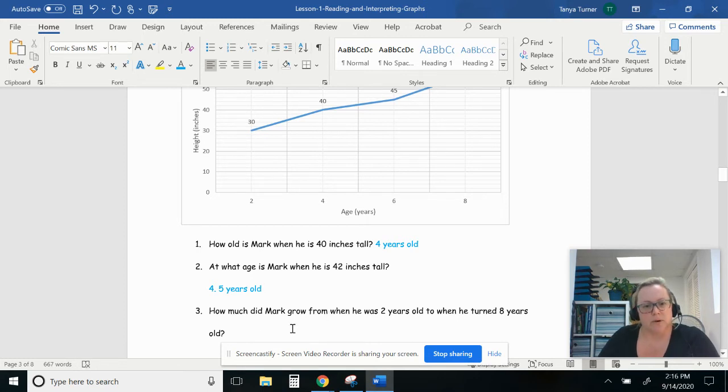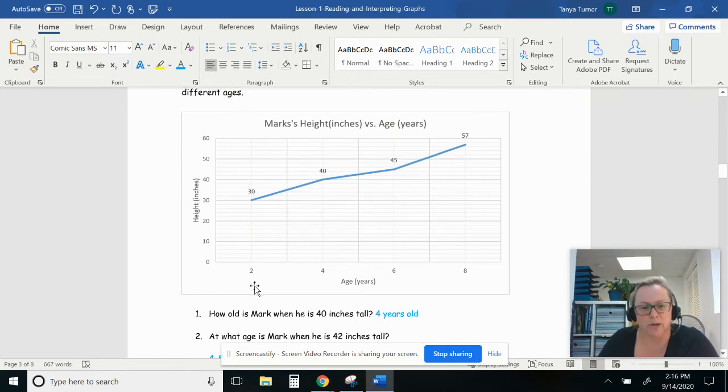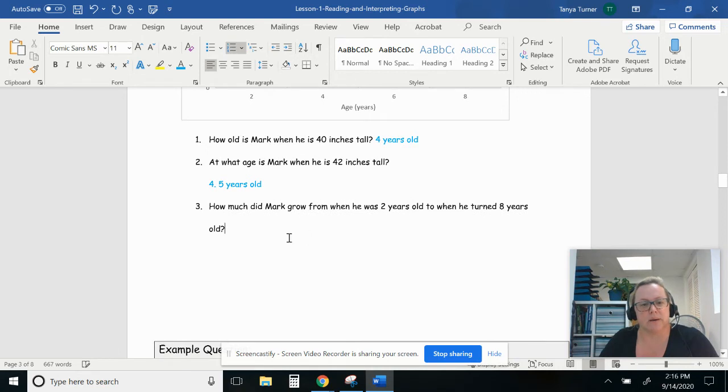So we can interpret this as well. How much did Mark grow from when he was 2 to when he was 8? So we go back up to our graph, and we're looking at the x-axis because we're looking for years. So at 2 years old, Mark was 30 inches tall. And at 8 years old, Mark was 57 inches tall. So we need to subtract those two numbers to see how much he grew. So we would take 57 inches, and we'd subtract the 30 inches. And 57 minus 30 gives you 27 inches, is how much he grew.